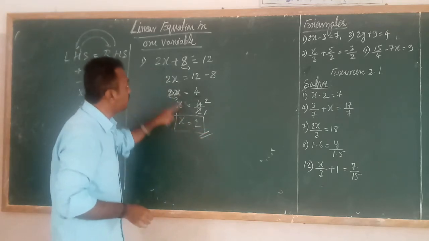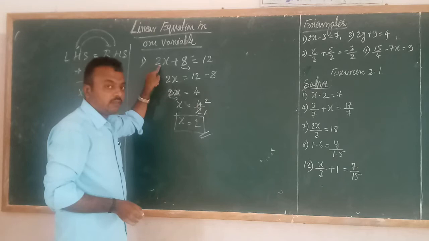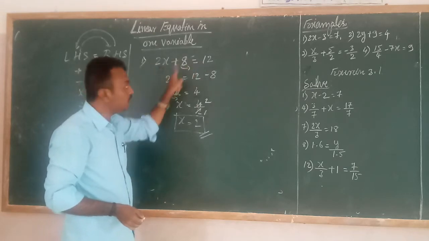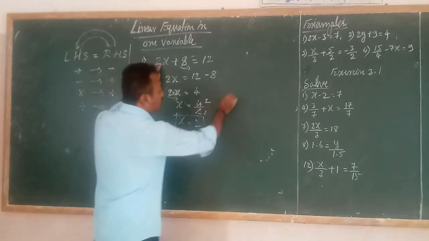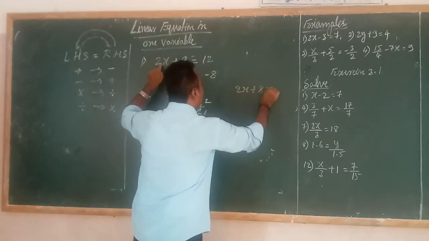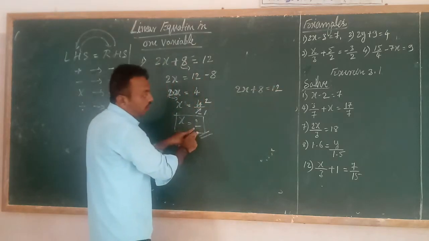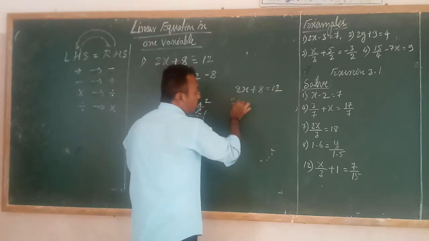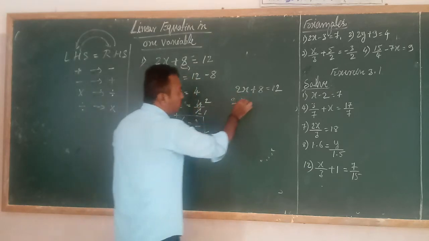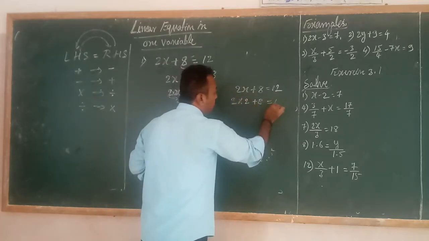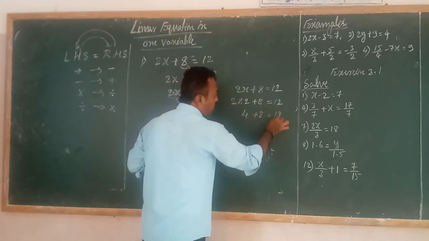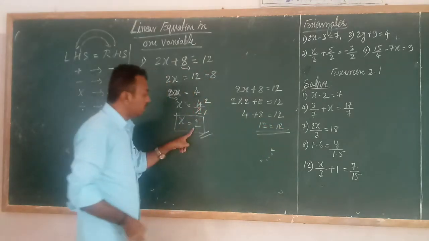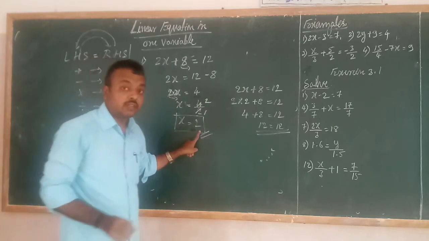If you substitute this value in the equation, then RHS is equal to LHS. So shall we verify it? Yes, I have to substitute here. So 2x plus 8 is equal to 12. I will substitute the value of x instead of x. So instead of x, I will write 2 into 2 plus 8, it is equal to 12. See, 2 twos are 4, plus 8, it is equal to 12. 8 plus 4, what? 12. 12 is equal to 12. Therefore LHS is equal to RHS. Therefore the value of x is absolutely right.